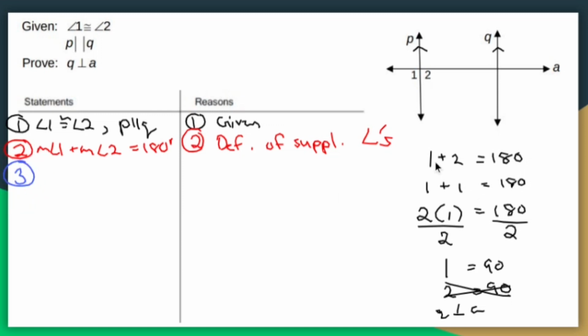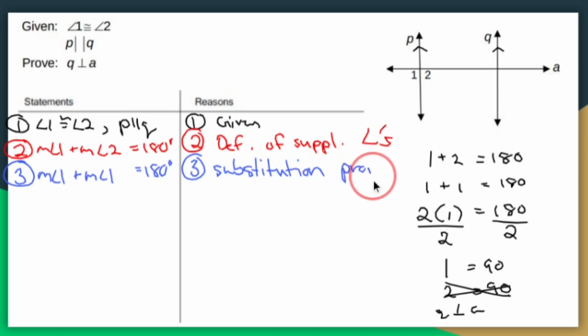What did I do next? Well, since I know that 1 and 2 are the same, I said the measure of angle 1 plus the measure of angle 1 is 180. So I replace 2 with 1, and whenever you replace something with something else, that's the substitution property. Substitution prop.